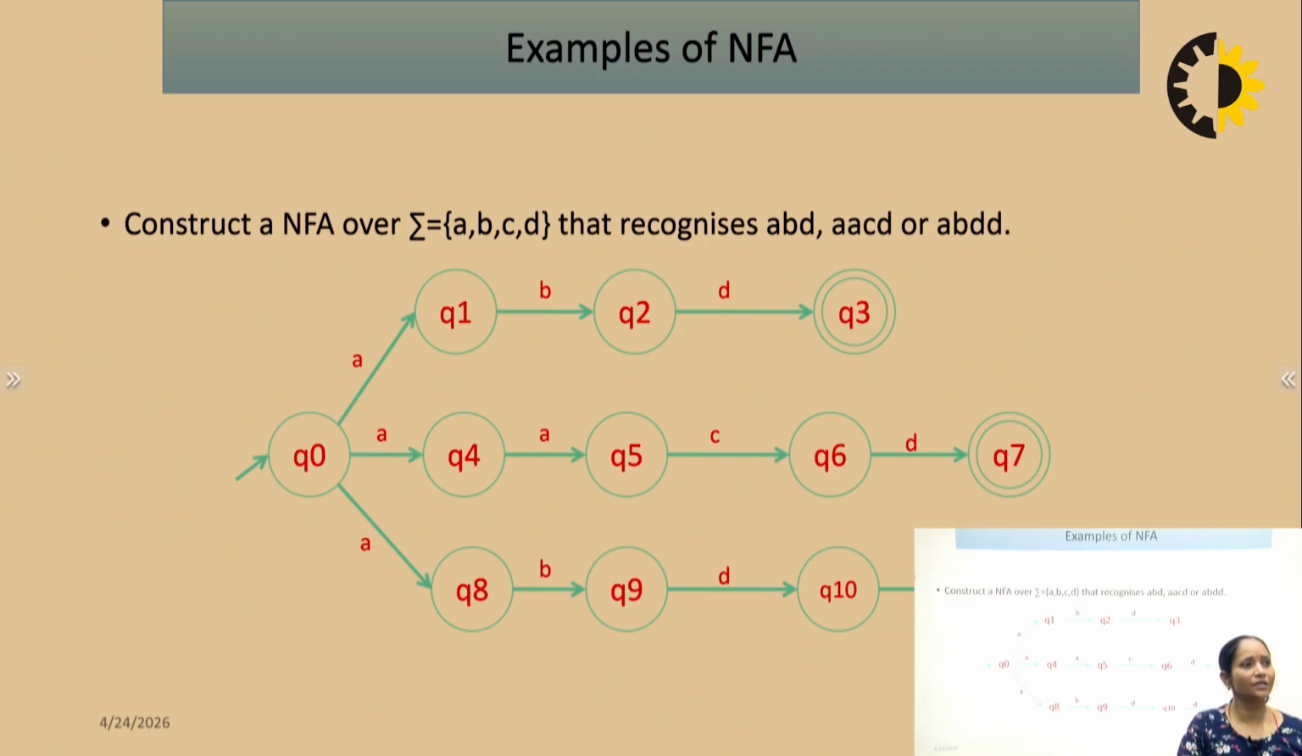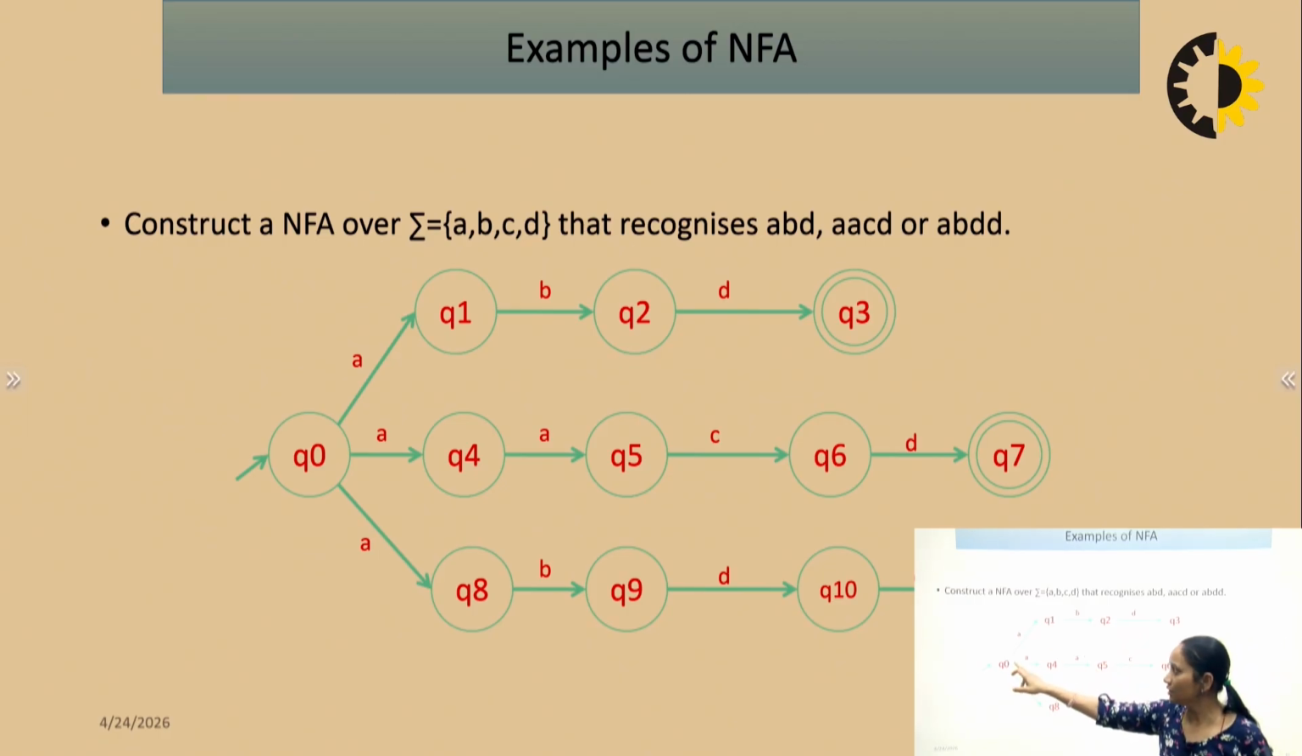Another question: construct an NFA. Again, the question is about an NFA, so there are multiple possible moves, and it is not necessary to define the transition function for all the input symbols. Here the input symbols are A, B, C, D, and the NFA recognizes the strings ABD, ACD and ABDD. So we just have to draw it for that set of strings.